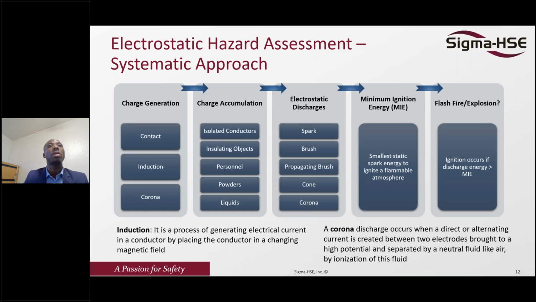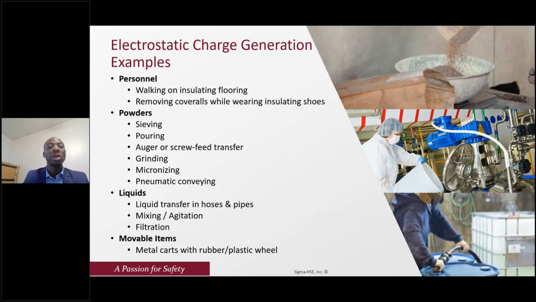Ignition or fire occurs when the discharge energy is greater than the minimum ignition energy. And for every material you handle, you need to know it. Our lab is capable of determining the minimum ignition energy for almost every material being handled on Earth. So practically, how does electrostatic charge generate?